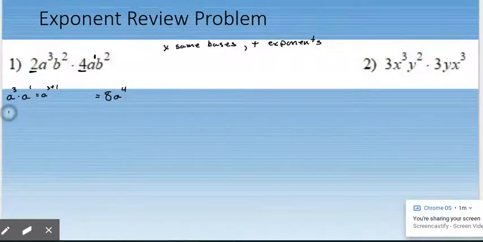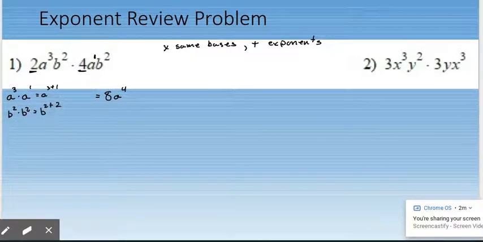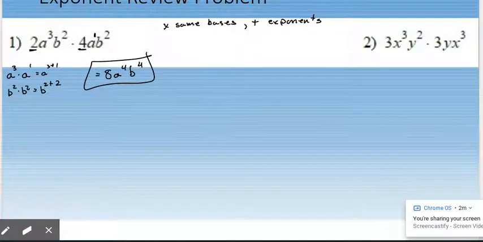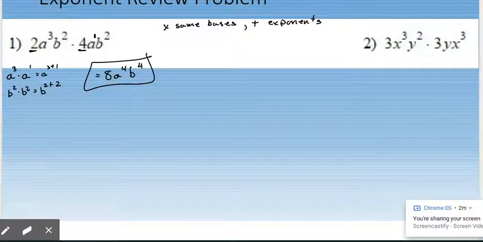With the b's, we have b squared times b squared, multiplying the b's. So I'm going to add those exponents. 2 plus 2 is 4. And that's it. If you guys want to go ahead and pause the video and try the second one.